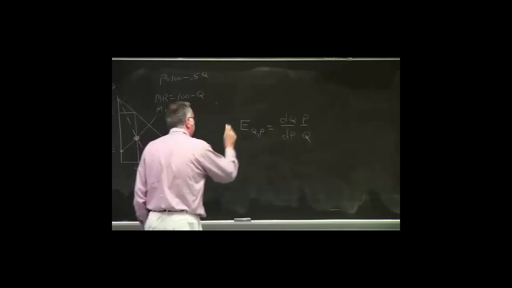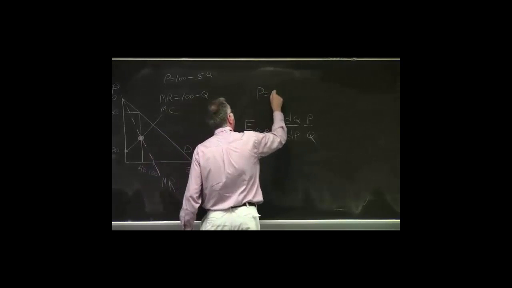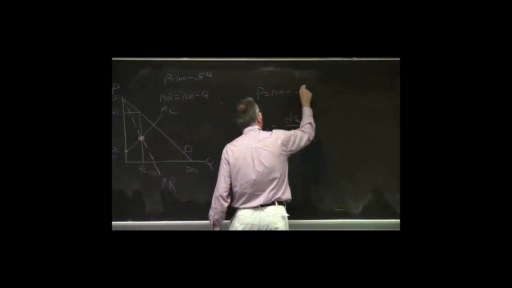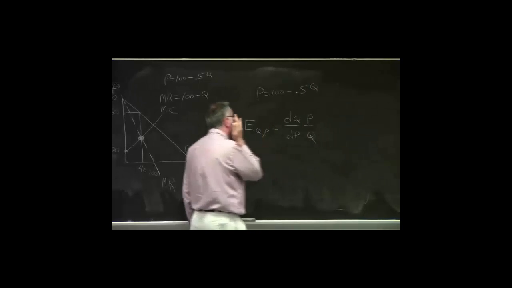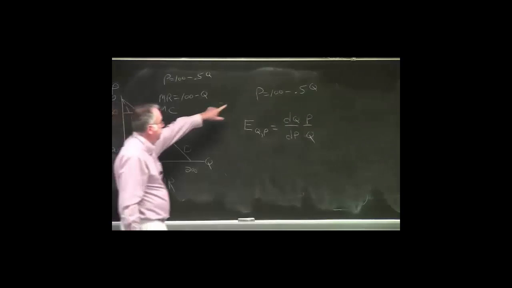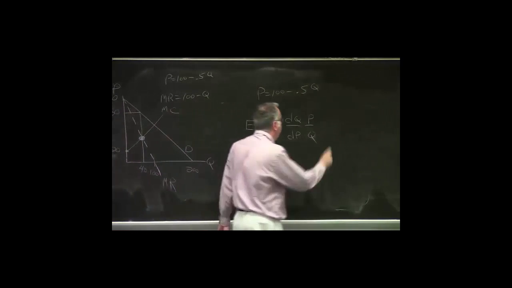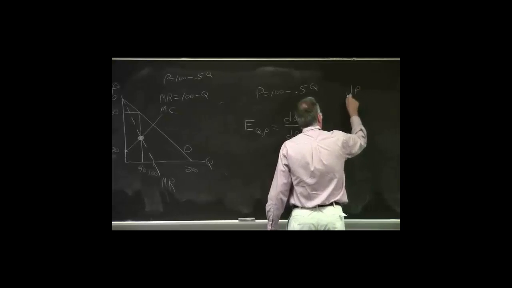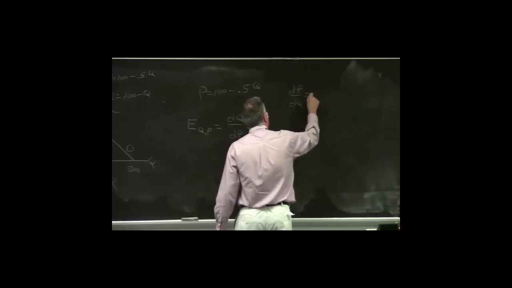Now, your inverse demand curve is this. So it's easy to get dP/dQ. What is dP/dQ? Anybody? Yeah, just negative 0.5. Just take the derivative of P with respect to Q. dP/dQ is minus 0.5.